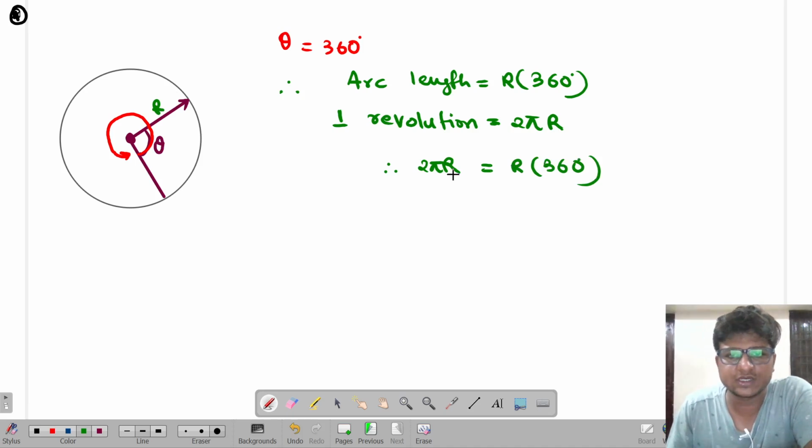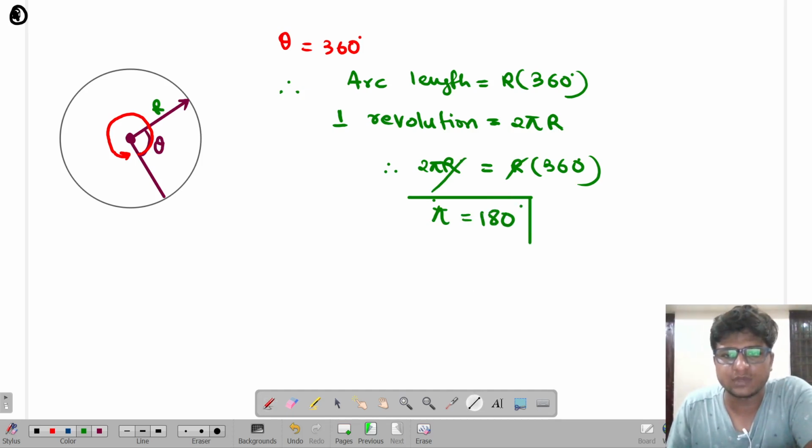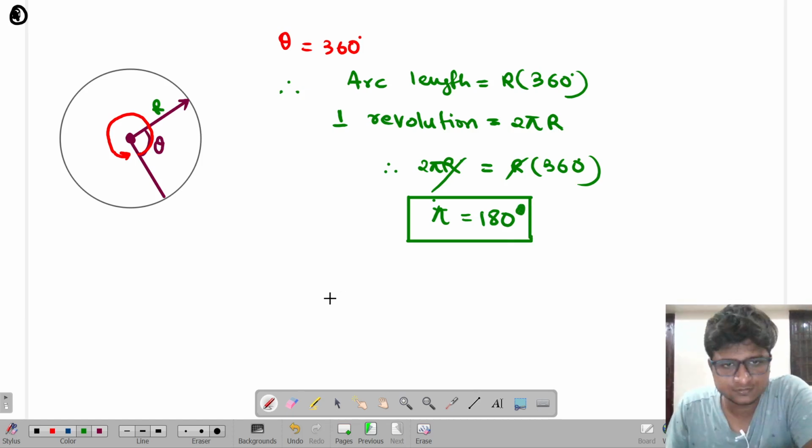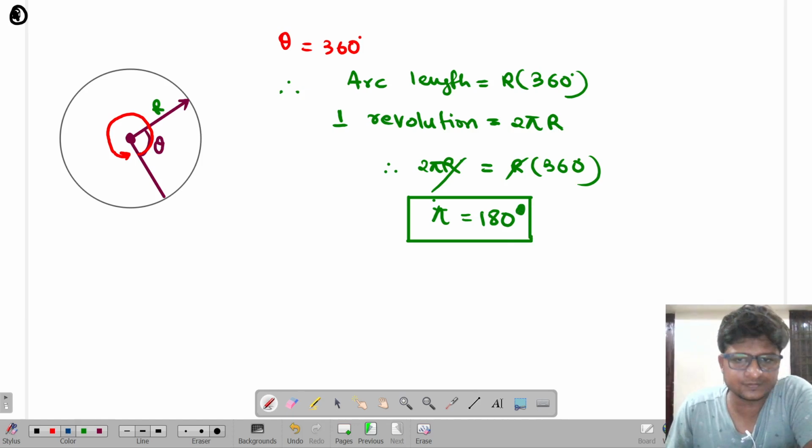So this is why we write r got cancelled, and pi means how many degrees? 180 degree. What does the pi value mean in mathematics or physics? It means it is equal to exactly how many degrees? 180 degree. Are you able to get me or not? Is it clear?